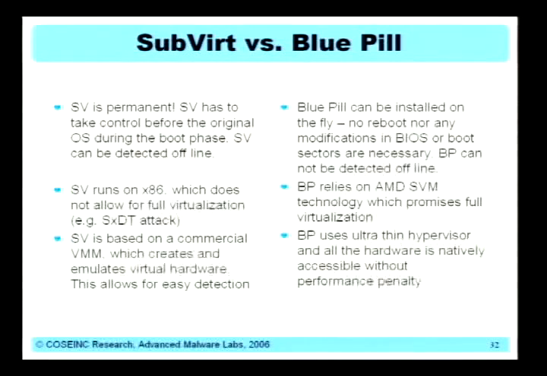So a Redpill-like attack shouldn't be possible to detect Bluepill. Subvert is based on a commercial VMM which creates virtual hardware. So once you run VMware, you have this VMware network card, VMware graphics card, etc., which of course allows for very easy detection. Bluepill uses a very thin hypervisor, which doesn't intercept any I/O communication, which means that the Bluepill operating system actually uses the same hardware as the original one. There's no difference in hardware. I'm going to show it in the demo.